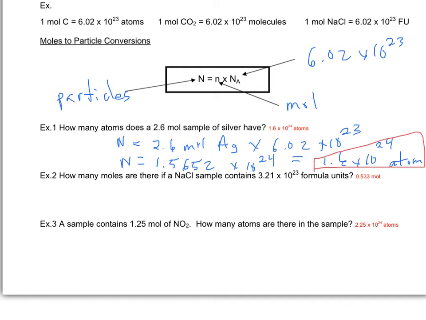Example 2 requires us to rearrange the math equation. It asks how many moles are there if an NaCl sample contains 3.21 times 10 to the 23 formula units. Remember, formula units is a type of particle, so the 3.21 times 10 to the 23 gets subbed in as big N. Let's see what else I need to know. It asked me for moles, so that means in this question I'm going to be solving for little n. And I always know Na because it's a constant.